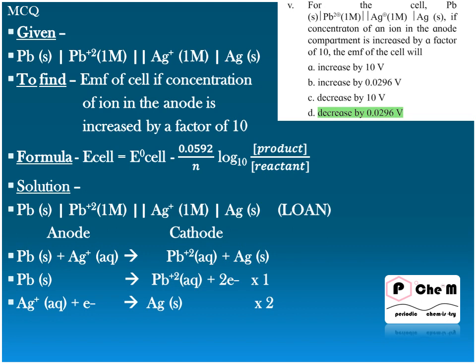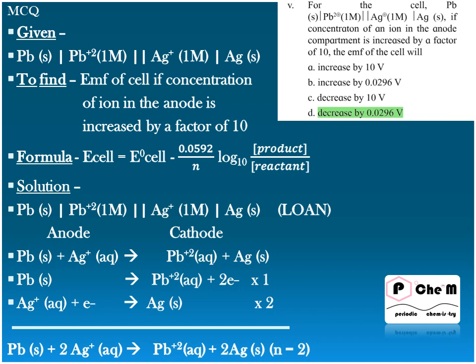Pb will be undergoing oxidation to give Pb plus 2 and 2 electrons, and Ag plus will be undergoing reduction to give Ag solid. We need to manipulate these reactions to make the electrons equal because we can see that both the ions have different charge. To decide the value of n, we need to make the number of electrons equal. So, I have multiplied the first equation by 1 and the second equation by 2. Therefore, the number of electrons will be equal and after adding these equations, we get our overall reaction Pb plus 2Ag plus giving Pb plus 2 and 2Ag solid.